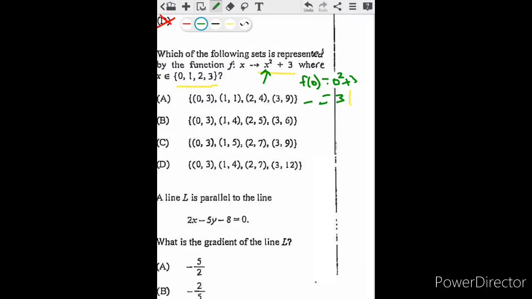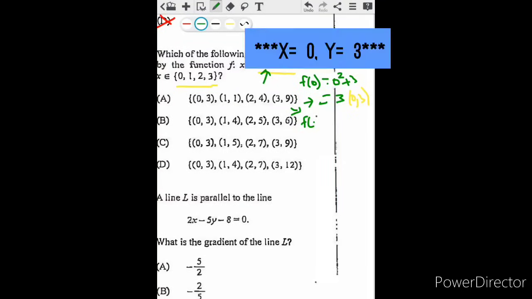When f(0) is the same as y, sorry, I'm a bit confusing here. Let me just rephrase that. So when f(0) is the same as y, so when x is equal to 0, y is equal to 3.